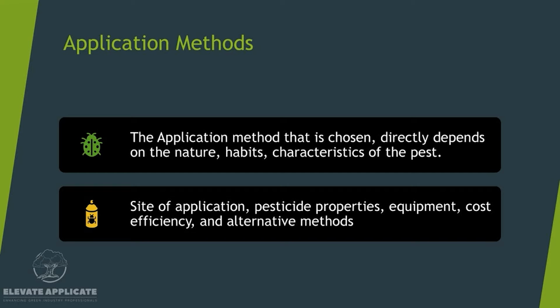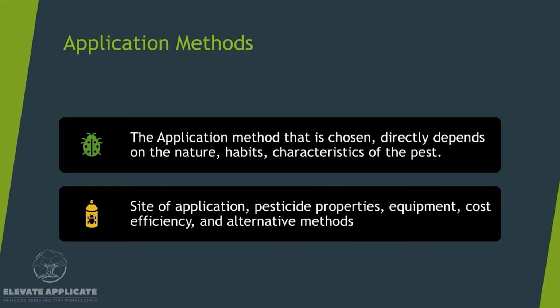Okay, application methods. What are those? Application method is basically how you're going to apply the pesticide. The application method that is chosen directly depends on the nature, habitats, and characteristics of your pest. I would also add that it's going to be based on timing. Certain pests are more susceptible at certain times in their life cycles, life stages, and so you're going to base what type of method you're going to use and also what type of product you're going to use on those things. That's a good IPM strategy.